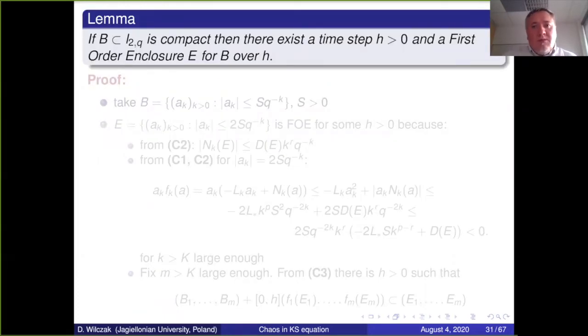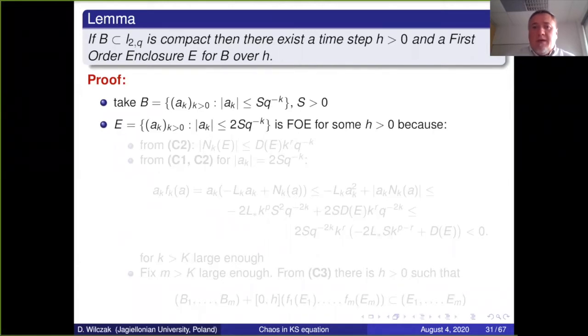And here we have a little lemma which shows that under those assumptions, we can always find a rough enclosure for a PDE, okay? So if we have a compact set, then there is a time step which is unknown, but it exists, and there is an enclosure for this system with this set. And the proof is quite easy. We can always take B, which is just a set of geometrically decaying sequences with the constant S, and we define the enclosure in the same form, but with the constant twice larger here.